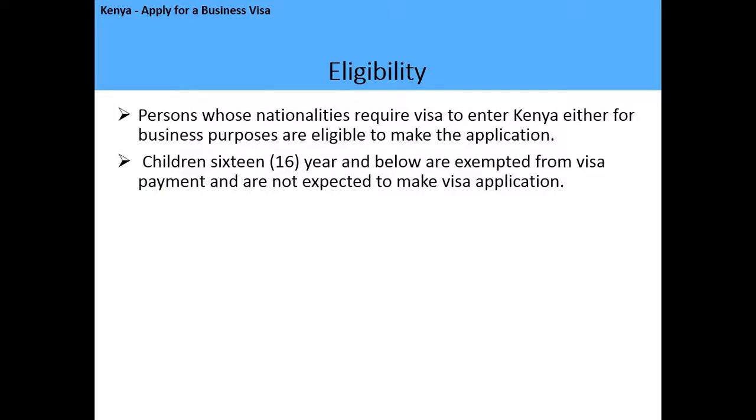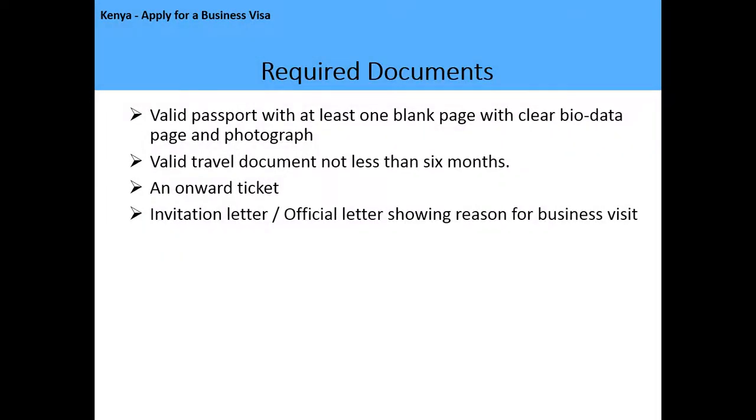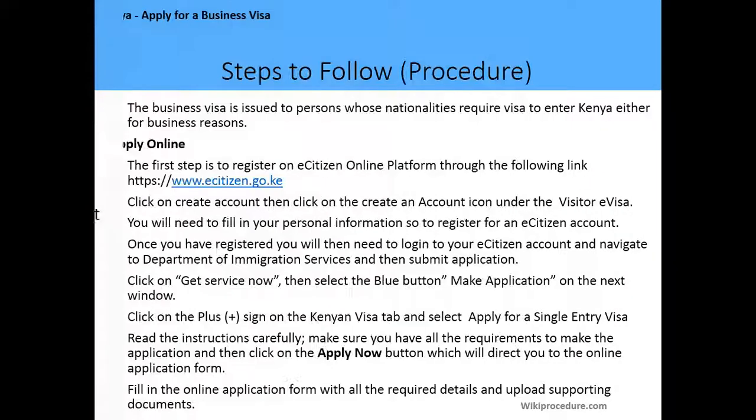The eligibility criteria is as follows. Persons whose nationality requires a visa to enter Kenya for business opportunities are eligible to make these applications, and children below 16 years of age are exempted from paying or making this visa application. The required documents: you need a valid passport with at least one blank page with a clear biodata page and passport photograph, a valid travel document not less than 6 months old, an onward or return ticket, and an invitation letter or official letter showing reasons for the business visit.